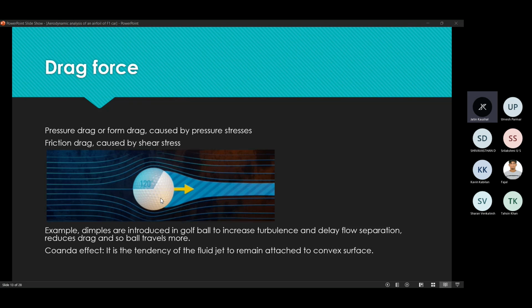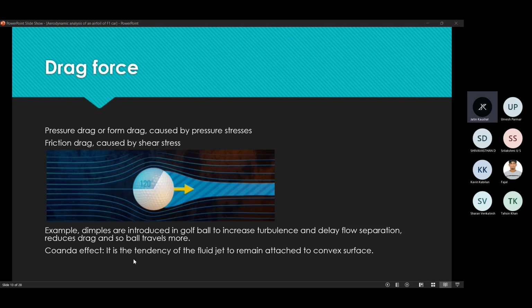This is an example of turbulent flow. In laminar flow, the flow detaches at 80 degrees and this area will be greater, so there will be more drag force compared to turbulent flow. In turbulent flow, the flow detaches at an angle of 120 degrees. The dimples are introduced to convert the laminar flow into turbulent flow, to introduce more chaos in the flow of air, and this is the Coanda effect.